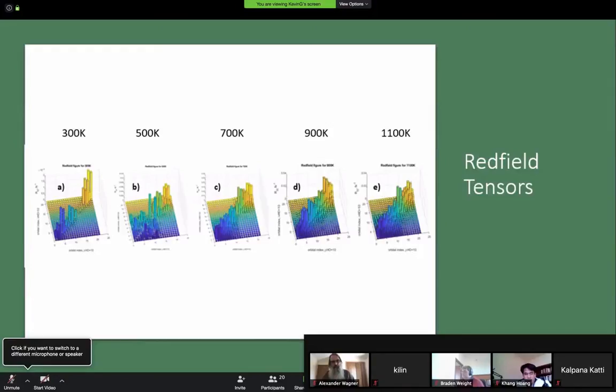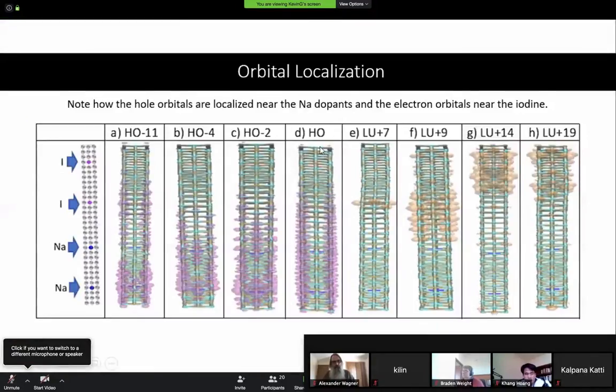Okay, next slide. So these are the orbitals I've looked at in my research. Very quickly, I want to point out that my hole orbitals are localized near my sodium dopants right here, and my electron orbitals are localized near my iodine dopants. So that's one thing you should notice very quickly.